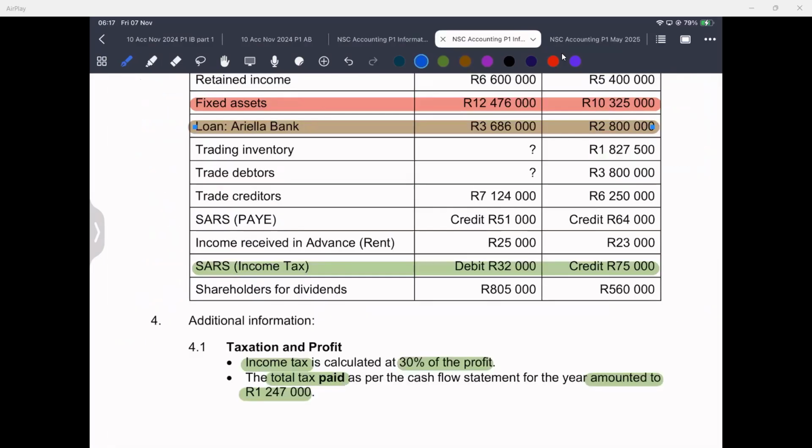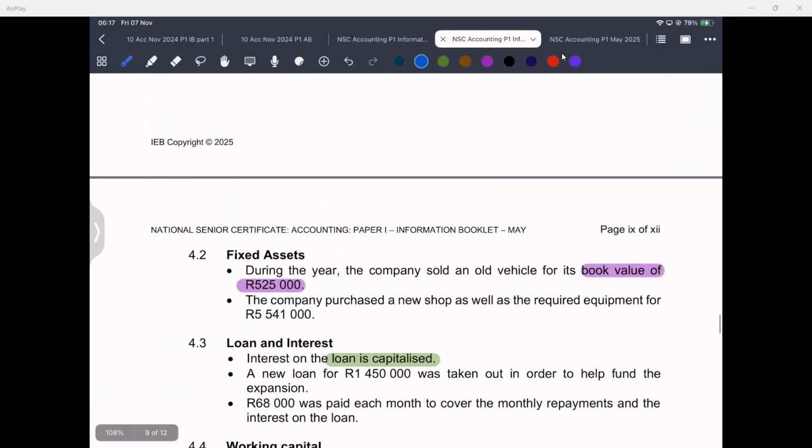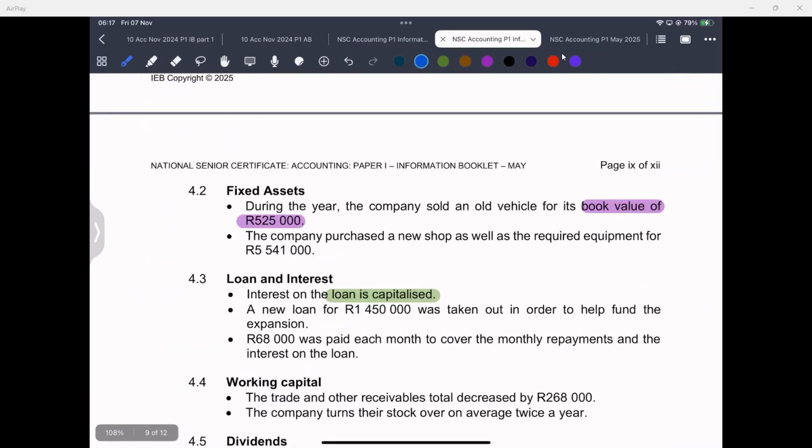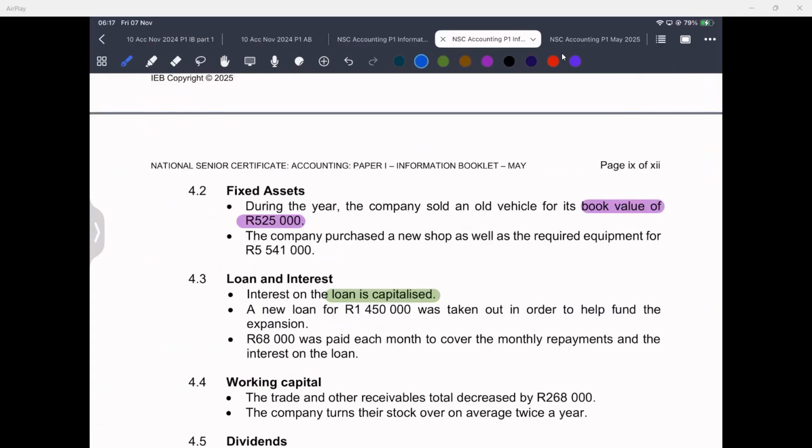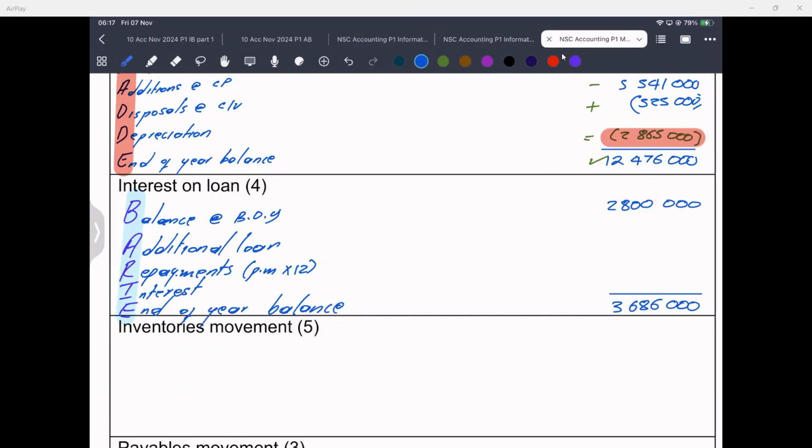Let's see if we have any additional loan that was taken during the year. Under loan and interest, which is 4.3, in point number 2, a new loan for 1,450,000 was taken out in order to help fund the expansion. So we do have a loan. It normally will increase the loan that we owe, which is 1,450,000.